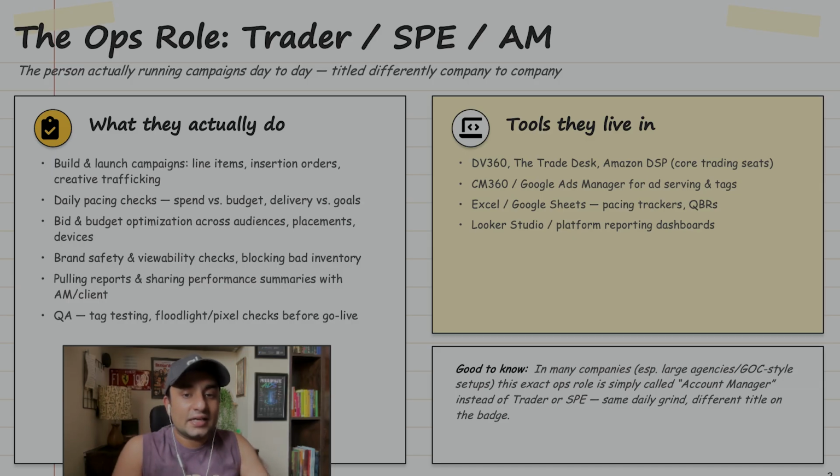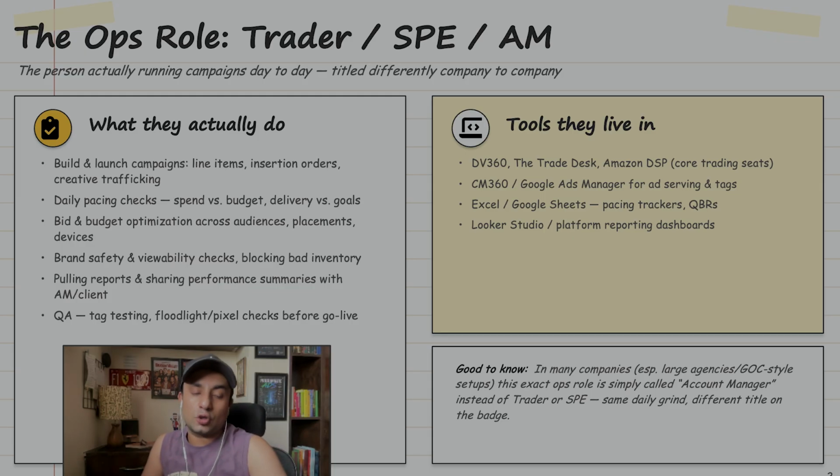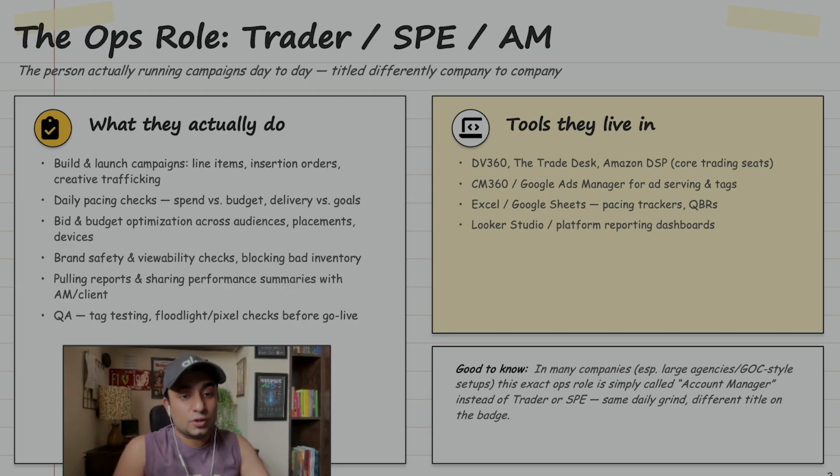Then Excel or Google Sheets is one tool that should be universal across all roles and responsibilities. Basics of Excel everybody should know when getting into programmatic, because you have to check pacing. You will apply trackers, you will do QBRs, which are quarterly business reviews, and for that you would require either Google Sheets or Excel to do these calculations and present your data.